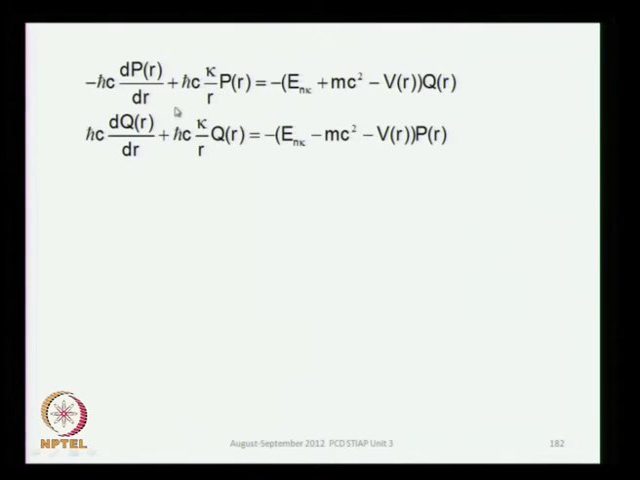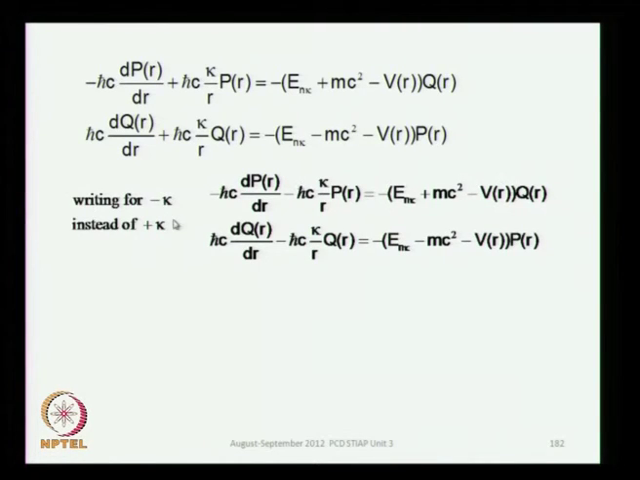Now you have these two sets of coupled differential equations for P and Q. You will find them in different forms in different books and papers, because you can replace kappa by minus kappa and vice versa, and you see them in a slightly different form, but it is completely equivalent. It is just minus kappa instead of kappa, that is it.